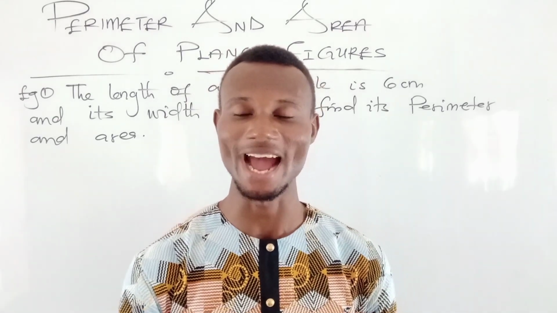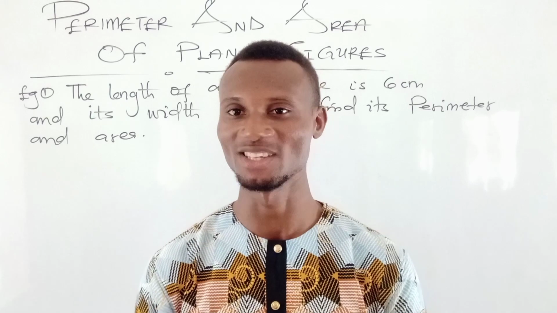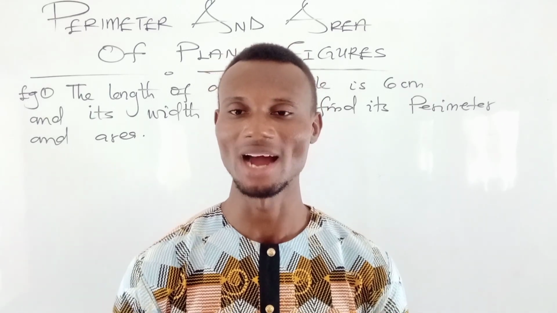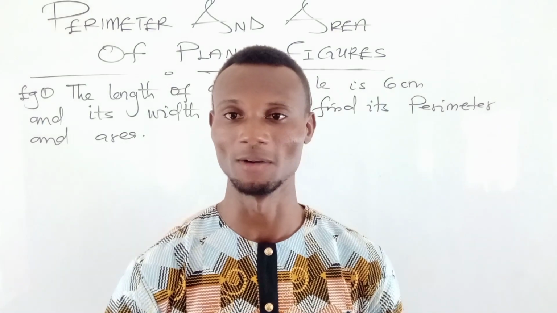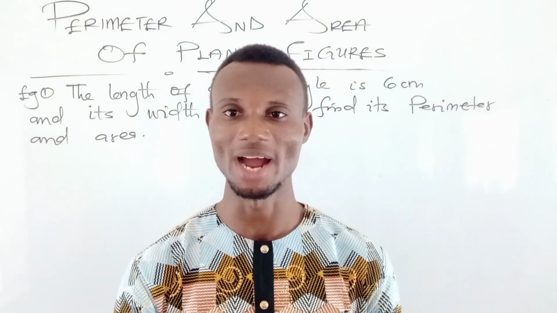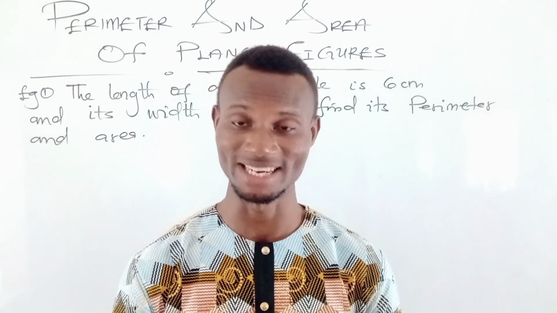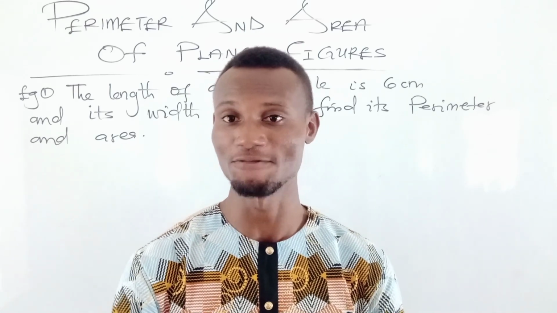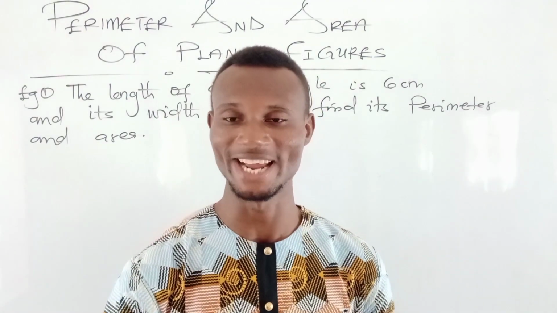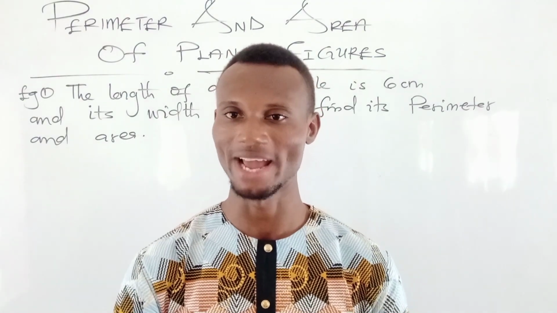I explained all these keywords in detail in the first video, okay? And we went ahead to handle a particular type of plane figure, which is a rectangle. So I did an explanation on the perimeter of a rectangle and also the area of a rectangle in the first video. And also we proved the formula for finding the perimeter of a rectangle and also the area of a rectangle.